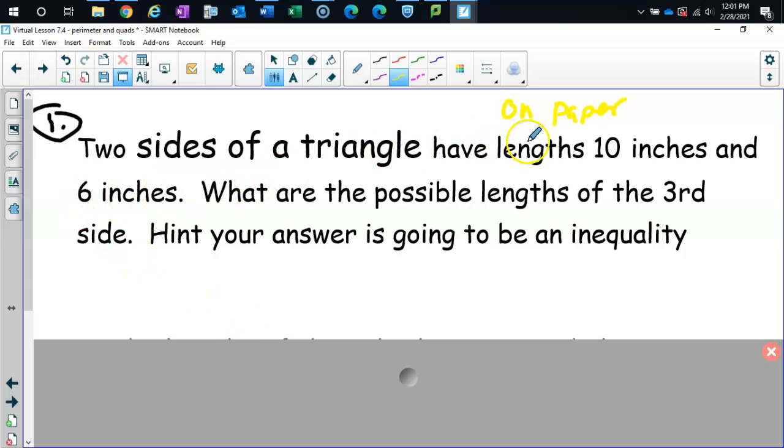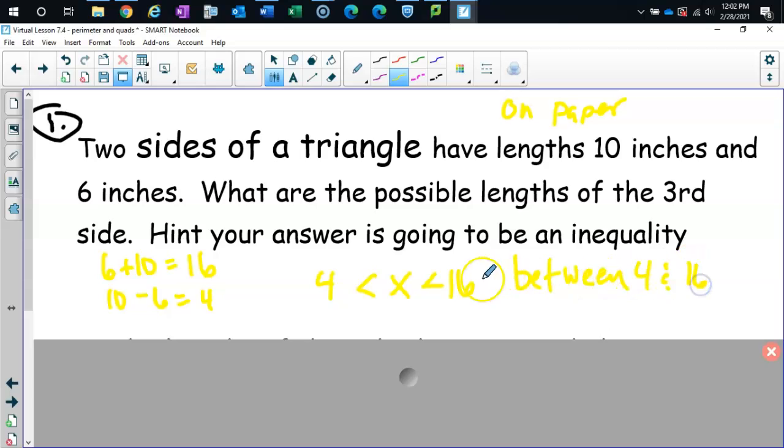All right, we're going to use the triangle inequality theorem. So take your two sides that you're given, add them. 6 plus 10 is 16, and 10 minus 6 is 4. So our third side x, we don't know what that is, has to be greater than 4 and less than 16. Now remember, that means it is between 4 and 16. It cannot be 4 and it cannot be 16.